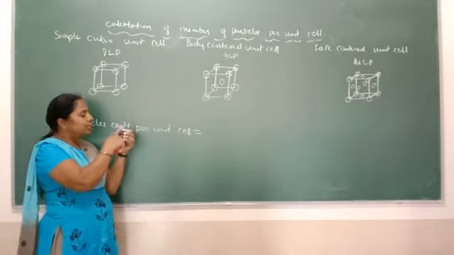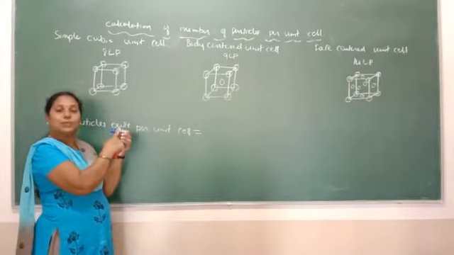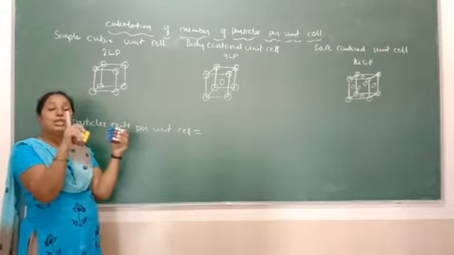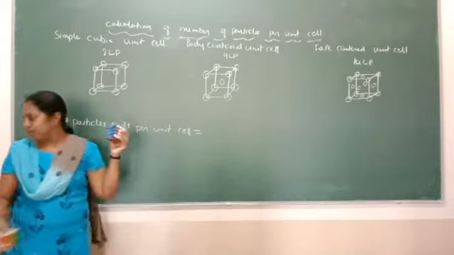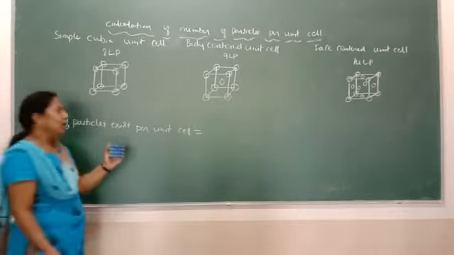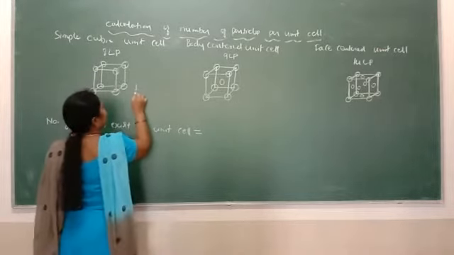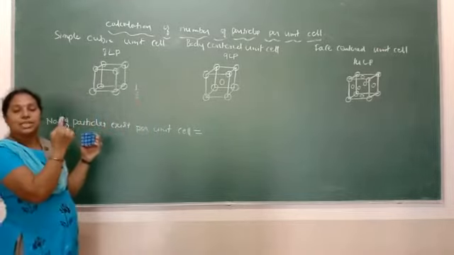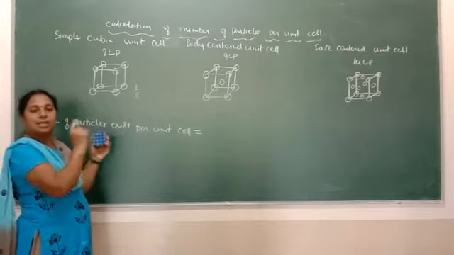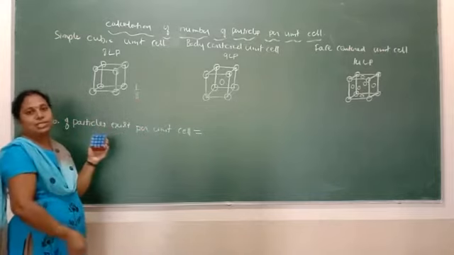So what is the share of this particle that exists per unit cell? It is found to be 1 divided by 8 of a unit cell. The share is found to be 1 by 8. So 1 by 8 is nothing but the share of each particle present at a corner that exists per unit cell.